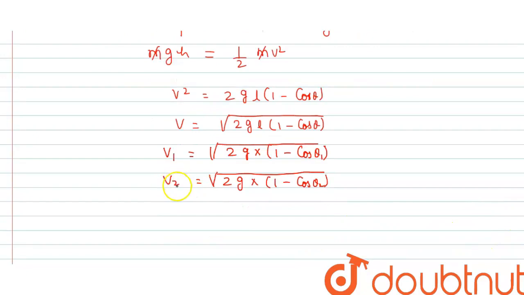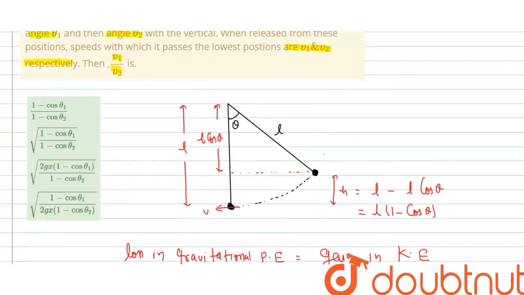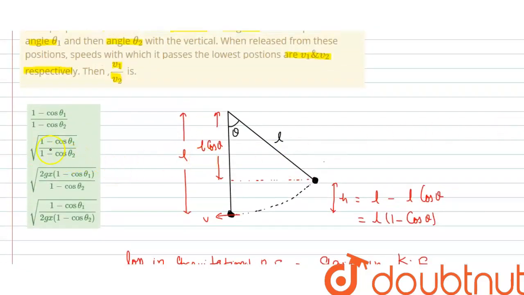Now take the ratio of v1 and v2. v1 by v2 is equal to, 2gx cancels out, under root 1 minus cos θ1 upon 1 minus cos θ2. So this is the final answer, under root 1 minus cos θ1 upon 1 minus cos θ2. I hope you have understood the explanation.